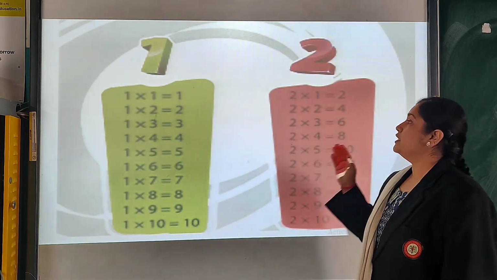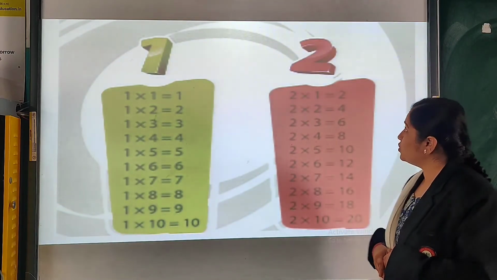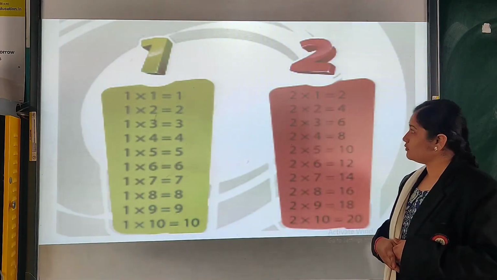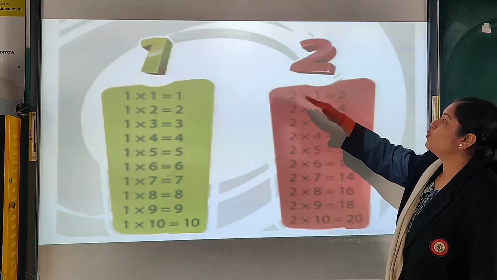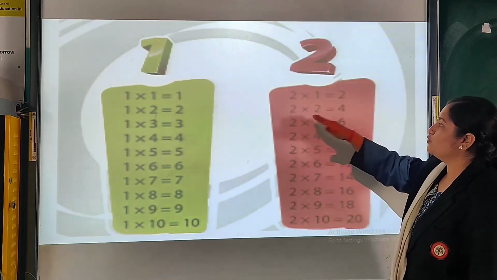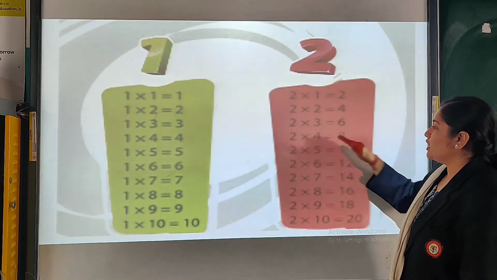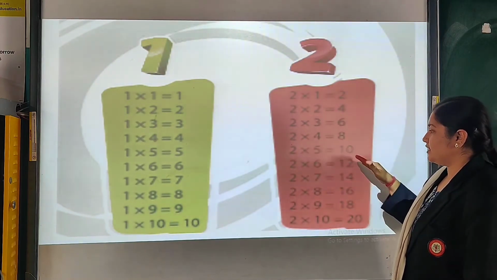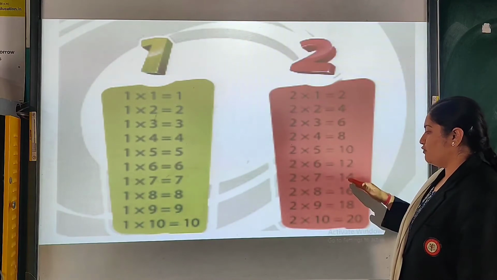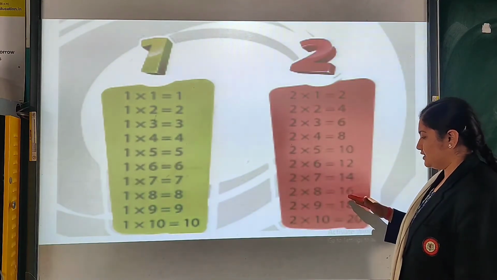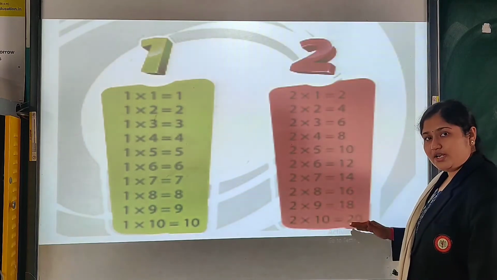First of all, just concentrate on what I am saying. Right? So once again, we will read out the table. 2 ones are 2. 2 twos are 4. 2 threes are 6. 2 fours are 8. 2 fives are 10. 2 sixes are 12. 2 sevens are 14. 2 eights are 16. 2 nines are 18. 2 tens are 20.